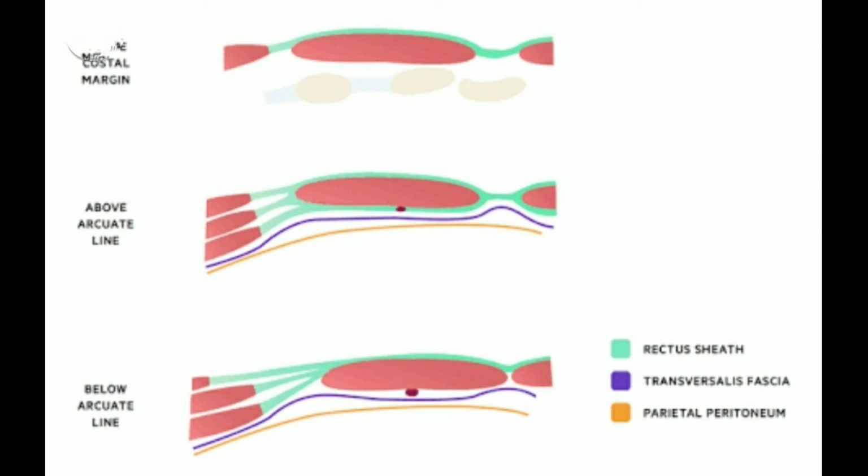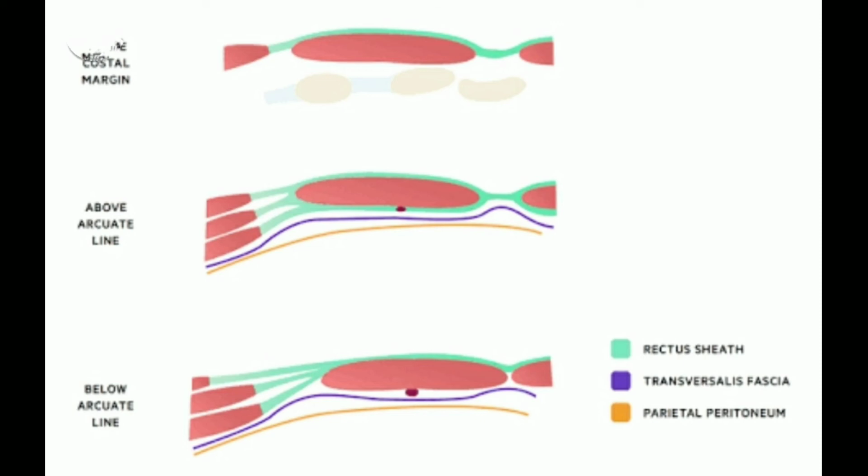Now coming to the rectus sheath above the arcuate line, the anterior layer is formed by the aponeurosis of the external oblique and also the anterior lamina of the aponeurosis of the internal oblique. Now the posterior layer is formed by the aponeurosis of the transverse abdominis and the posterior lamina of the aponeurosis of the internal oblique muscle.